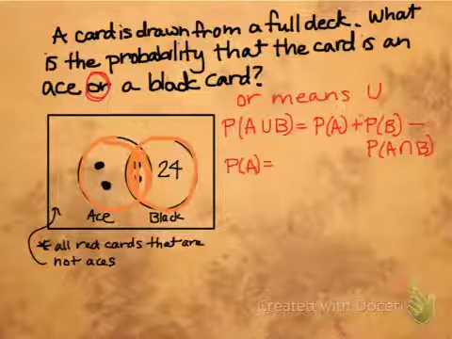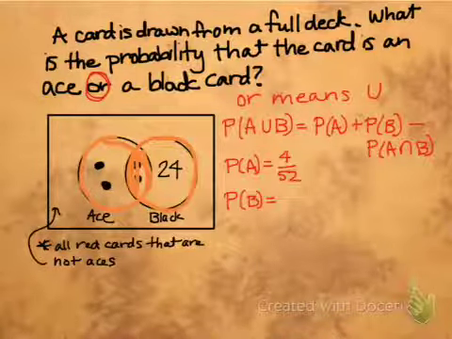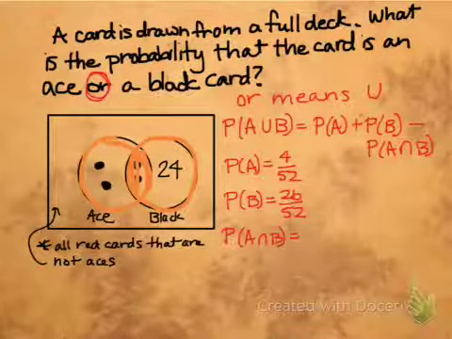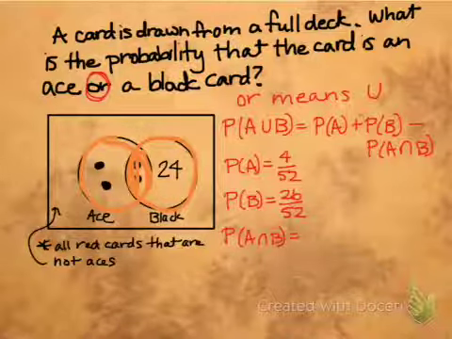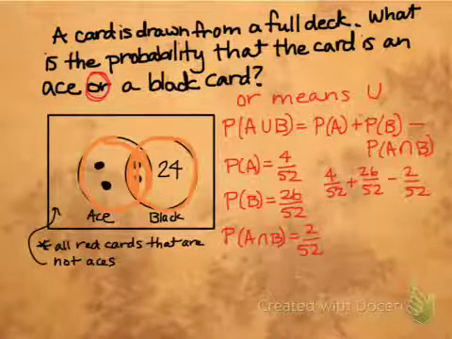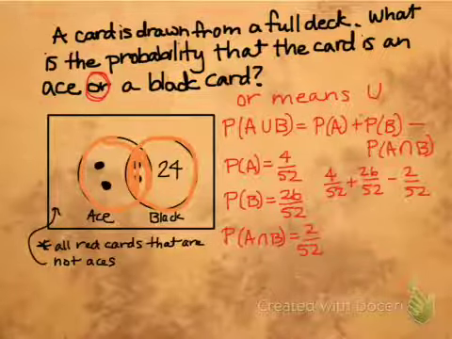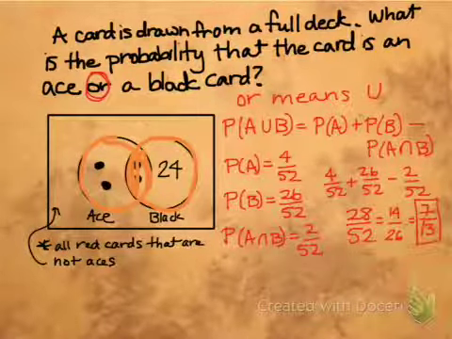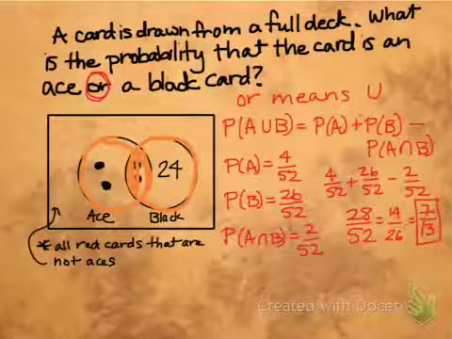So the probability of A is 4 out of 52. The probability of B is 26 out of 52. The probability of A intersecting B is 2 out of 52. So 4/52 plus 26/52 minus 2/52 is 28/52. We can reduce that and get 14/26, and then finally 7/13.